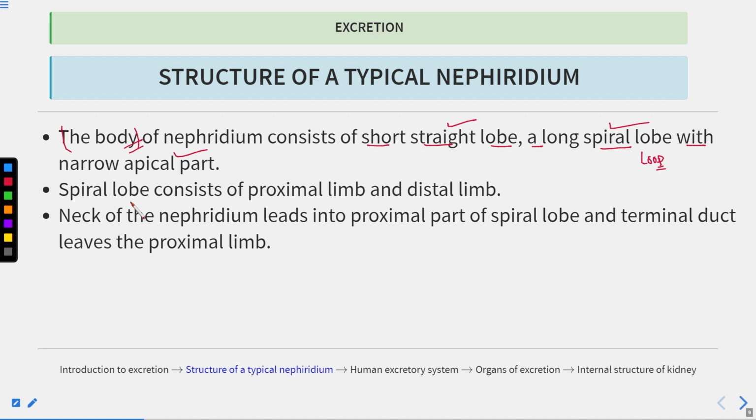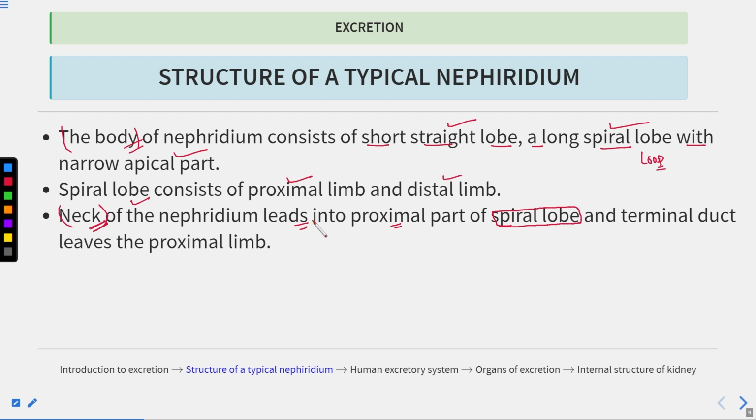Okay, now the spiral lobe consists of the proximal limb and the distal limb. So the spiral lobe is further divided into the proximal limb and the distal limb. Now the neck of the nephridium. So we have a neck also in the nephridium. This neck of the nephridium leads into the proximal part of the spiral lobe. Okay, so the spiral lobe, we have already discussed, consists of the proximal limb and the distal limb.